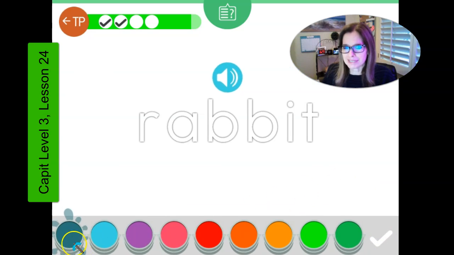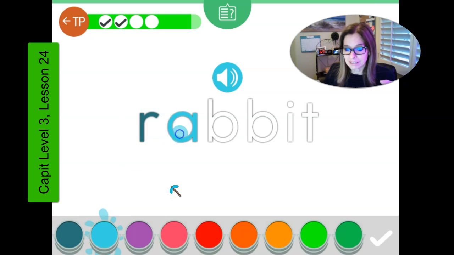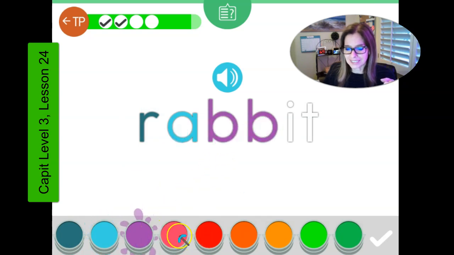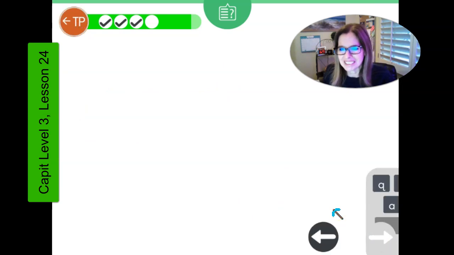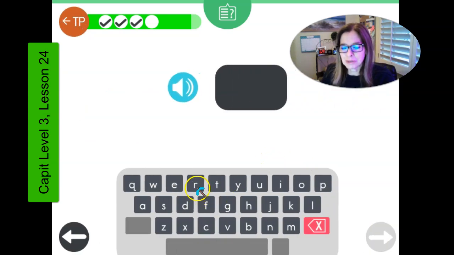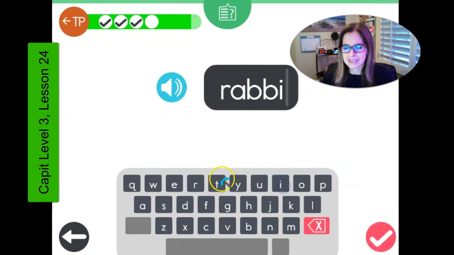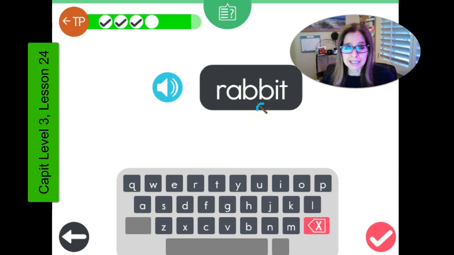Rabbit. I'm going to not say the sounds. I want you to say the sounds so I can focus on the colors. Say the sounds for me. Did I get it? Yes, rabbit. Now I'm going to type the word rabbit. R, a, b, i, t. Notice when I was typing, I did say the sounds, but I only said one sound for these two letters in rabbit because we only say the b one time in rabbit.